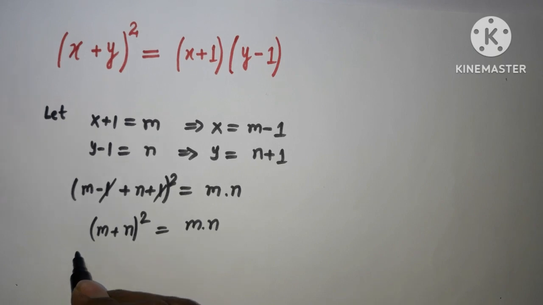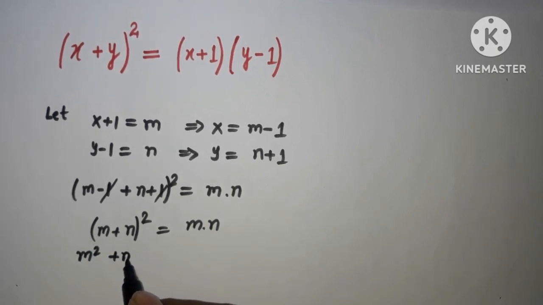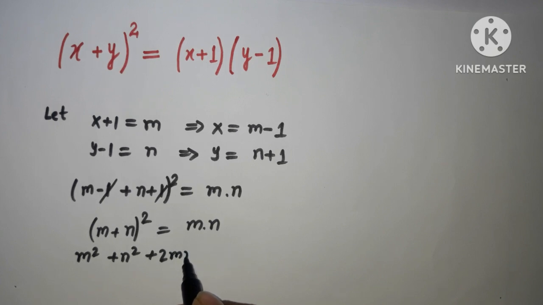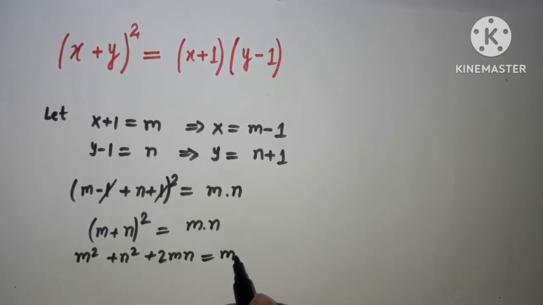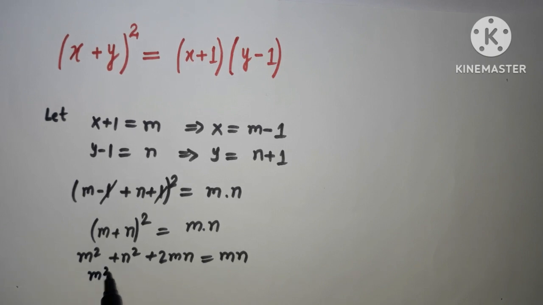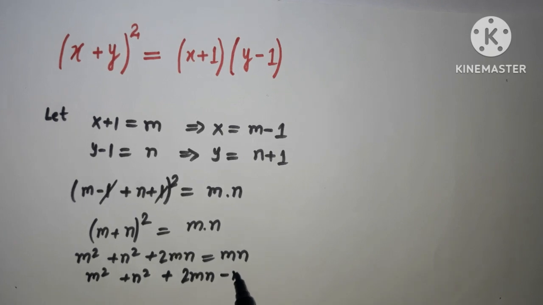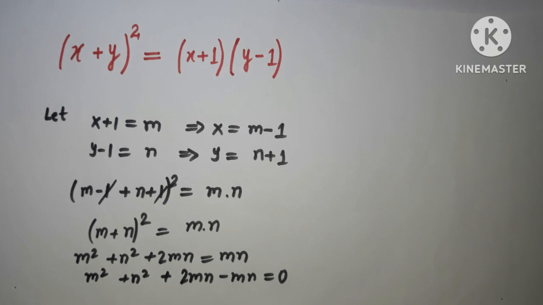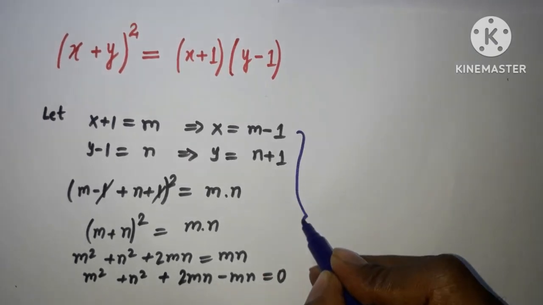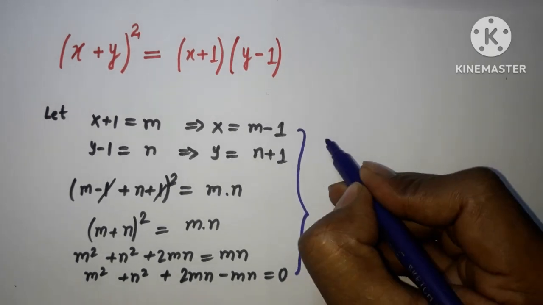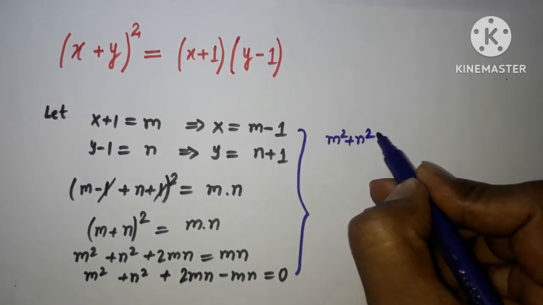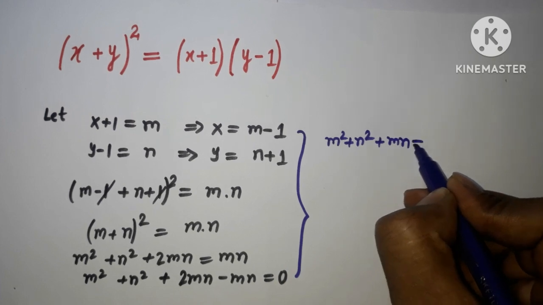Now we need to break it down, so this is coming m² + n² + 2mn, and here we have mn. Now this is coming to the left side, so it is coming m² + n² + 2mn − mn = 0. Now after calculating this one, we have m² + n² + mn = 0.